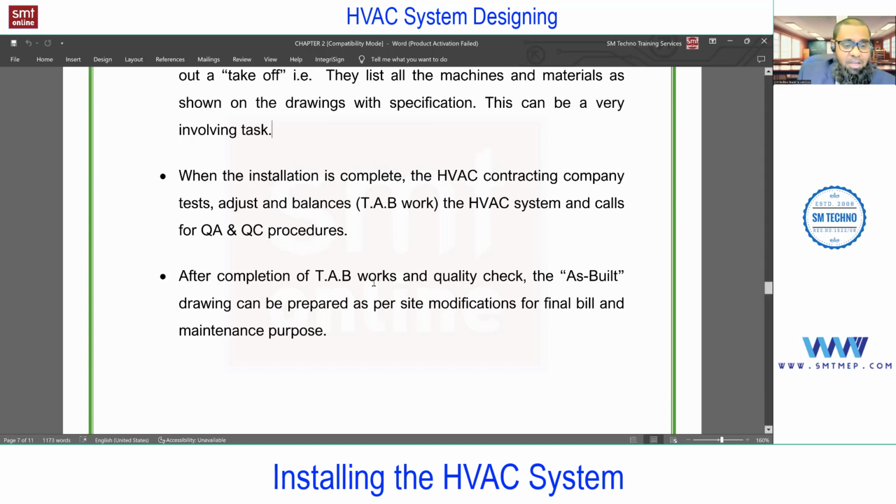I'll get it. Now you see, after completion of the TAB work and quality check, comes the as-built drawing. You know what an as-built drawing is? What we discussed now can be prepared as per site modification for the final bill and for service and maintenance purposes. Okay. So this is the process for the design and installation in actual practice for HVAC. And if you talk about the other services, the process is almost the same.